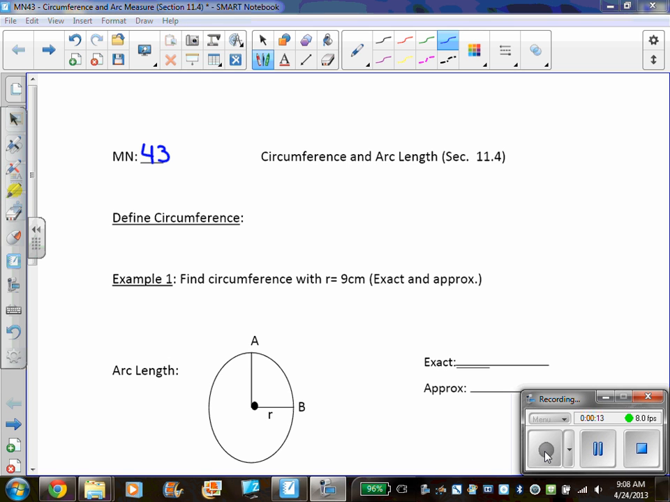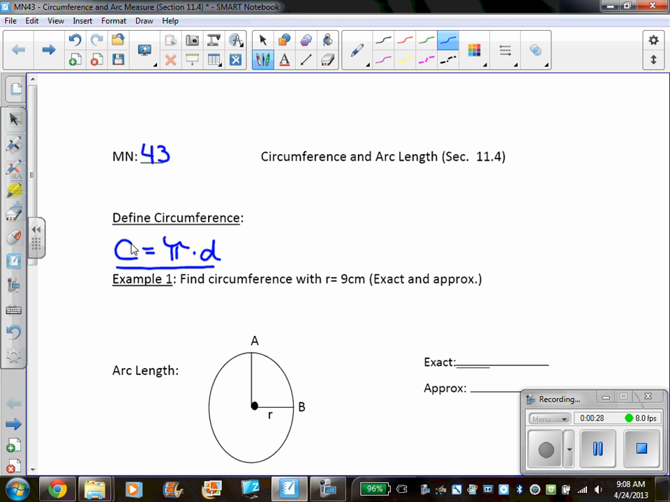I know you've all talked quite a bit about circumference in the past, and also in this class, where the formula is pi times diameter. If you have the radius, of course, you would go 2 times the radius times pi to get the circumference. But this is the formula we like to talk about.